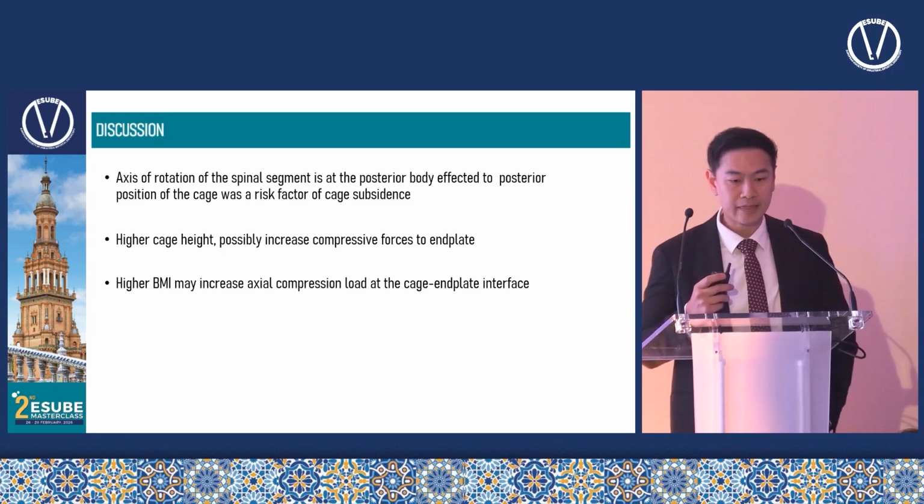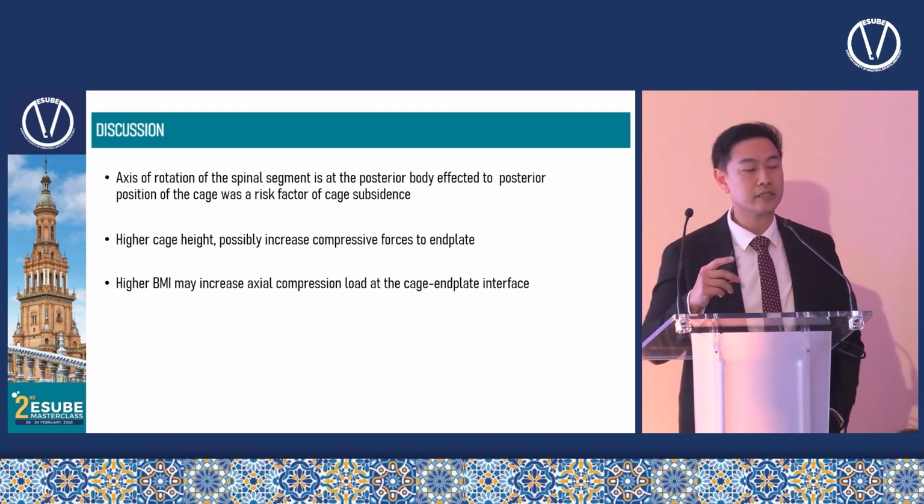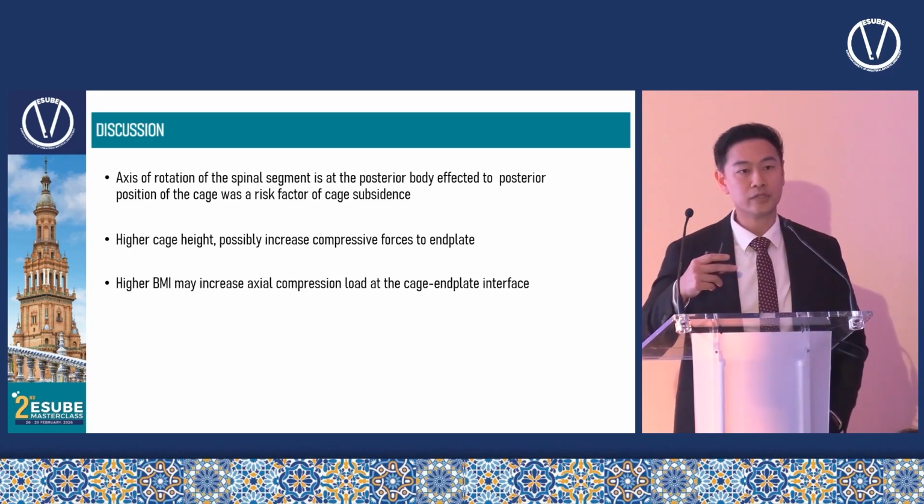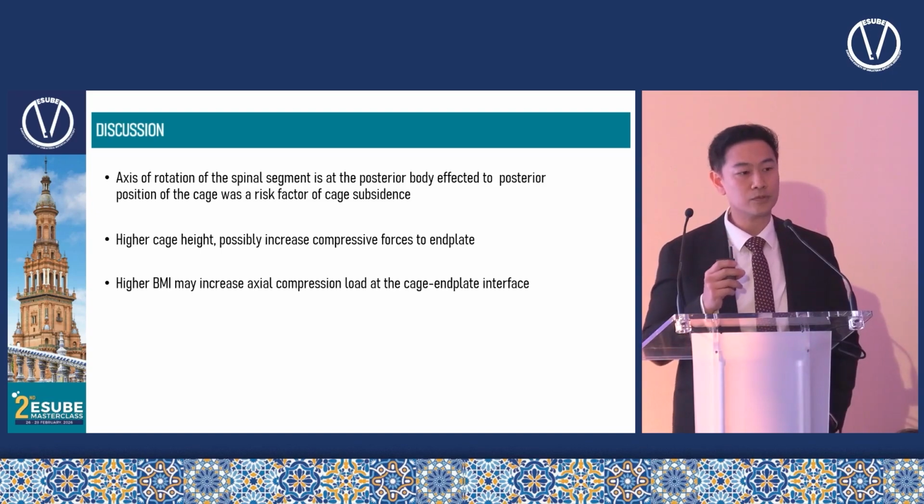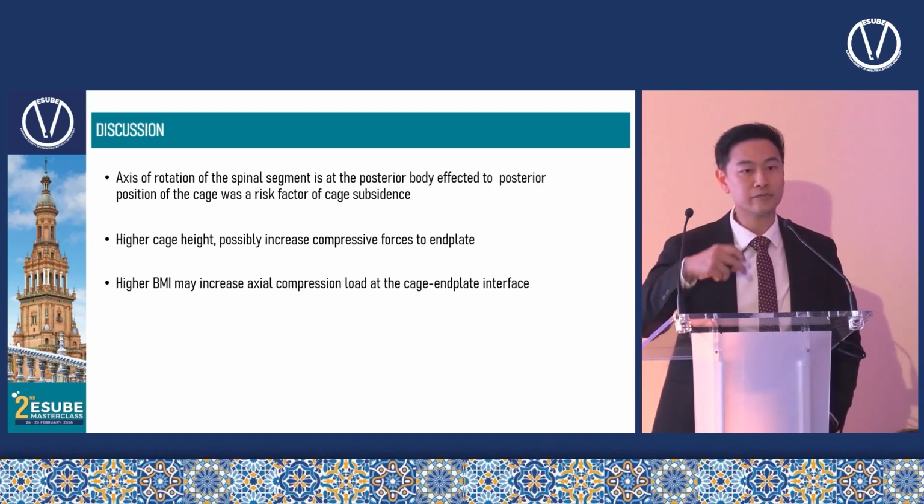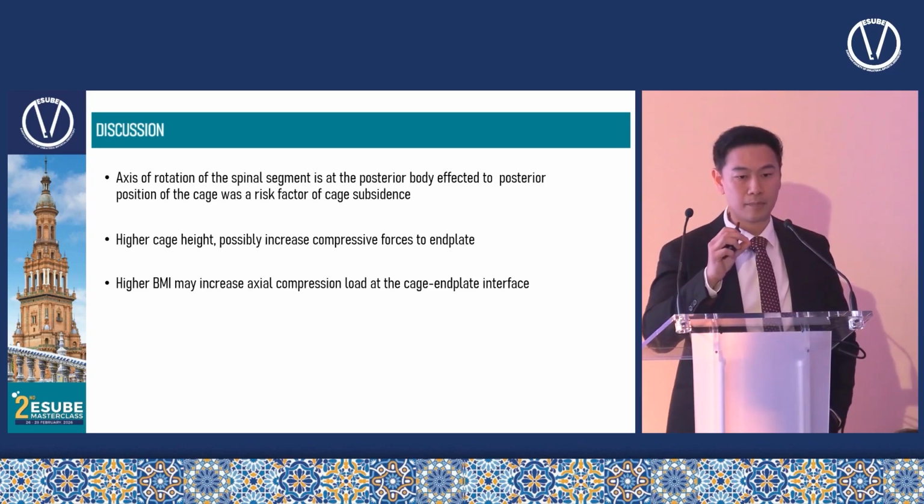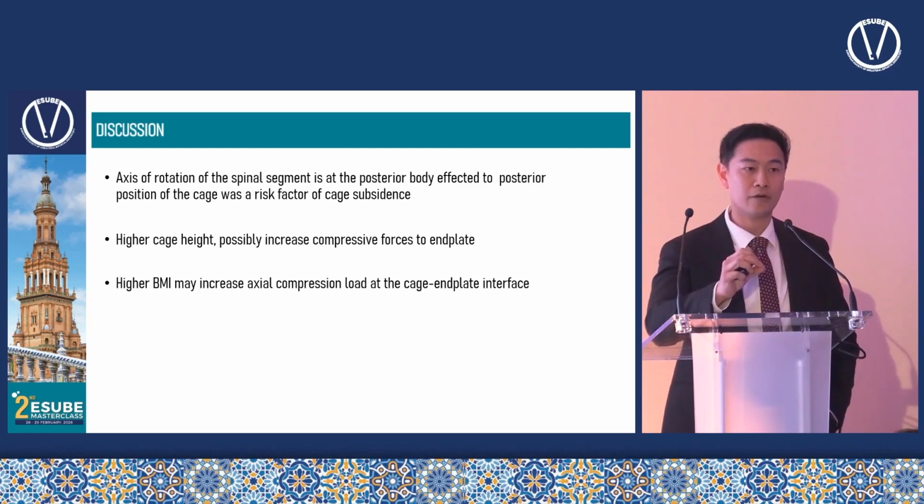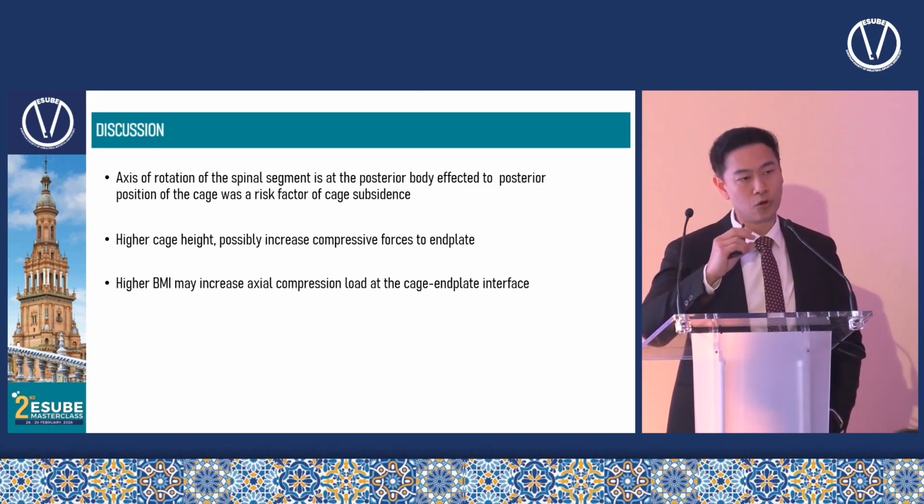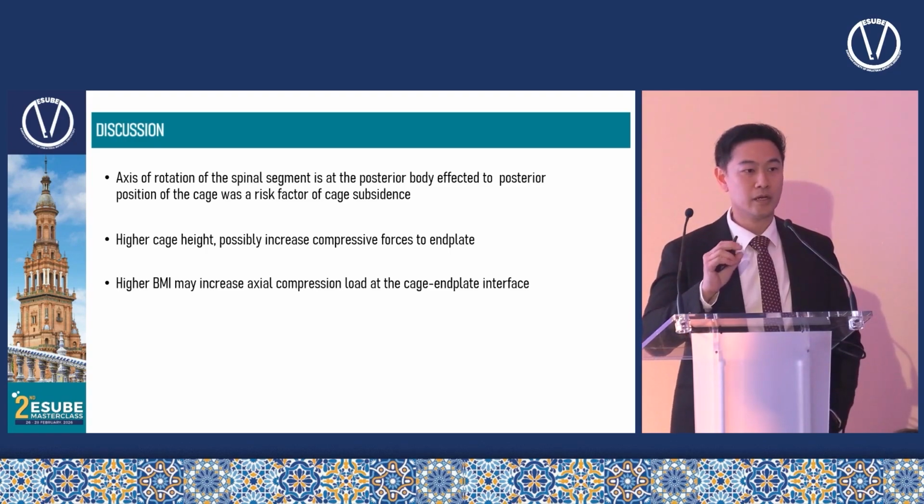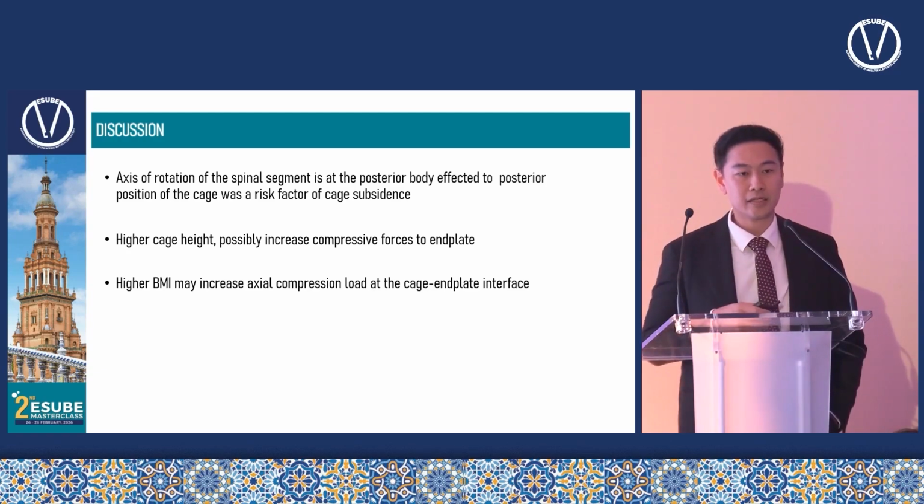I think the axis of rotation of the spinal segment is on the posterior side. If the cage is in the posterior position, it may increase the loading force, which may lead to subsidence. For the cage height, I recommend using the proper size of cage, not oversized, as this may increase the load on the end plate. This is a cause of subsidence.